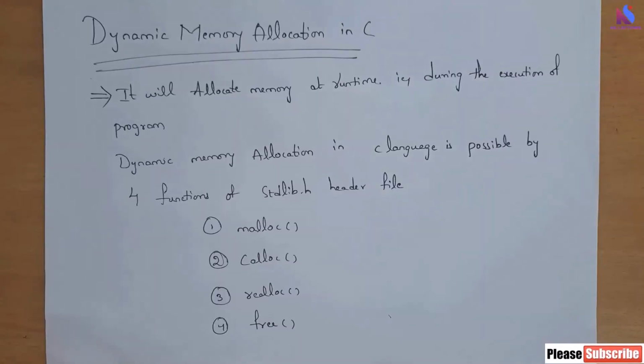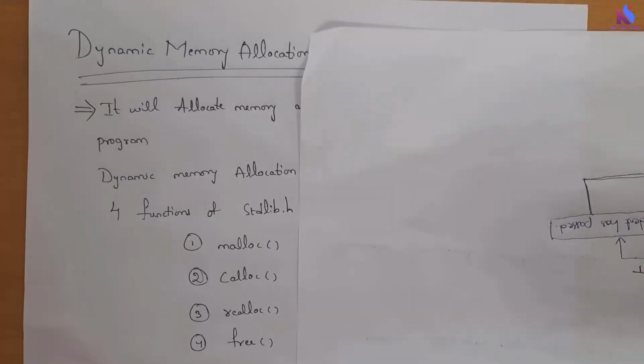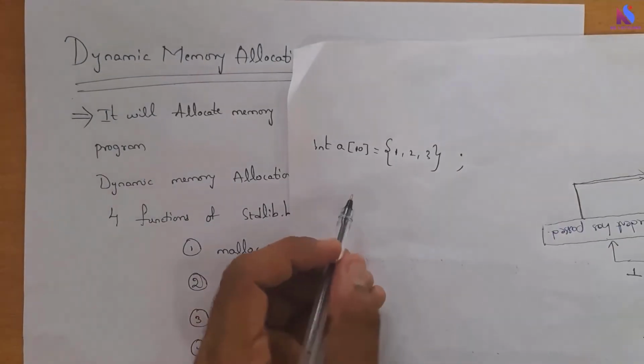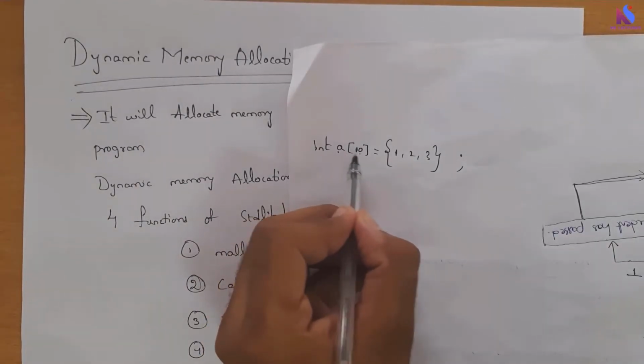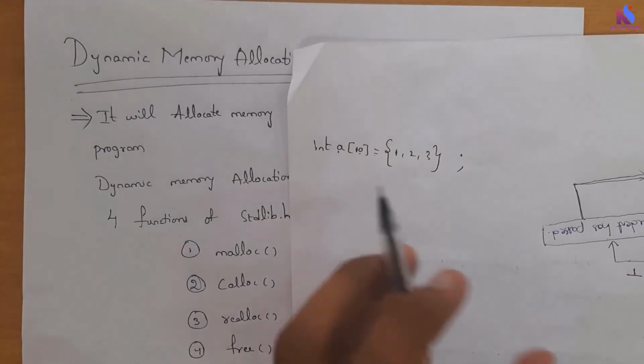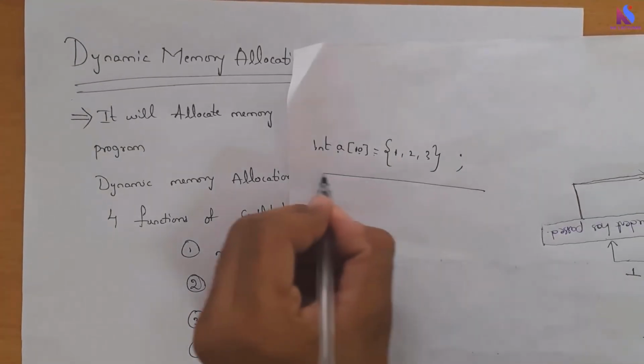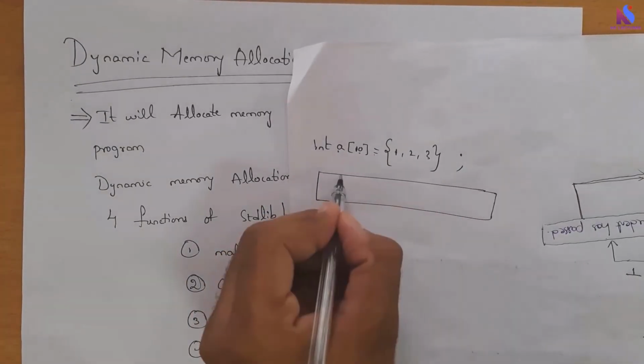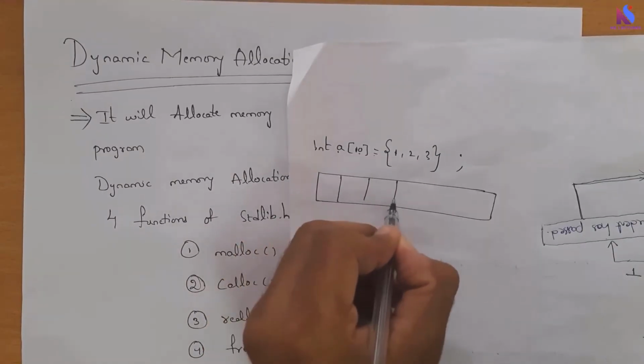Next topic is dynamic memory allocation in C. Normally we will initialize values like this. If you consider this array example, here I gave size as 10. A of 10 is equal to 1, 2, 3. I gave size as 10 but I gave only 3 values. So whenever I declare like this, it will create 10 memory locations: 1, 2, 3, 4, 5.